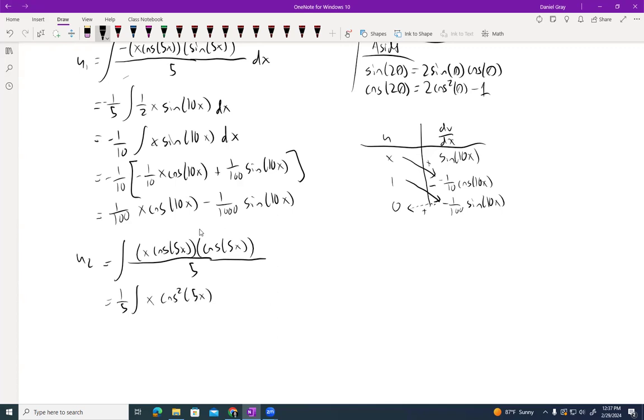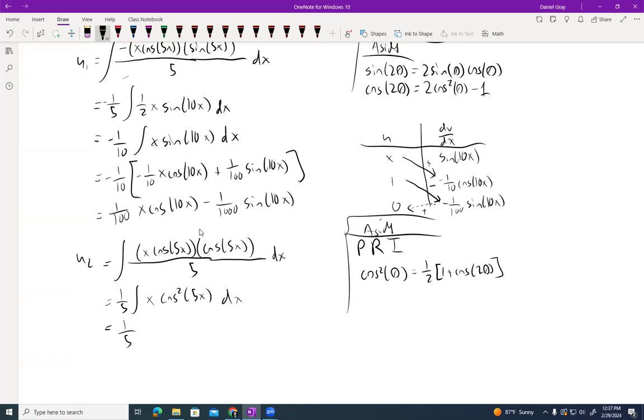Ooh, okay. So now we're going to need another trigonometric identity here called the power reducing identity. It's a little aside over here. The power reducing identity for cosine squared says that cosine squared of theta is equal to 1/2 times 1 plus cosine of 2 theta. So then this is going to be equal to 1/5 times the integral of, I'll apply this identity, 1/2 times x times 1 plus cosine of 2 theta dx.